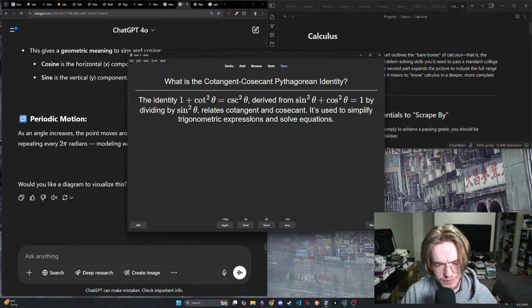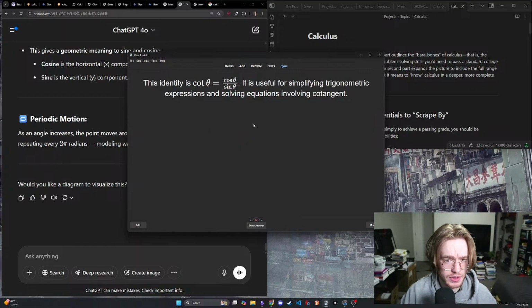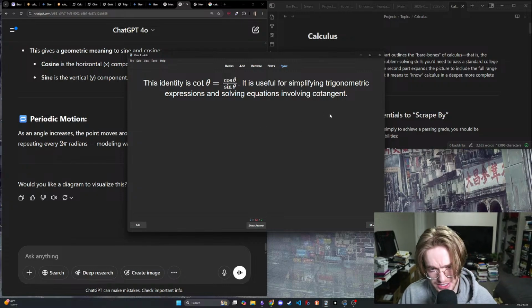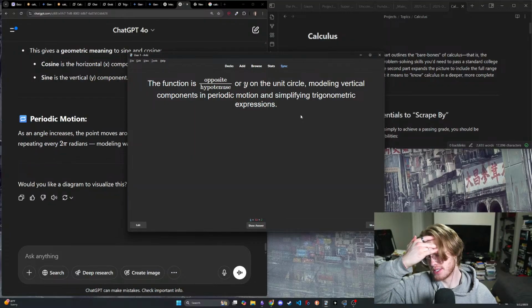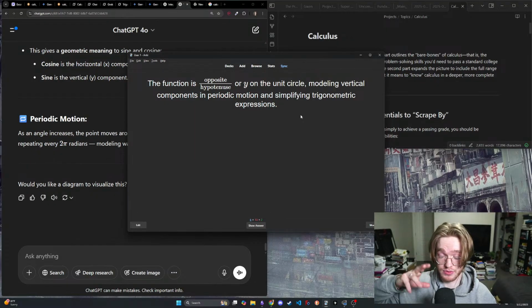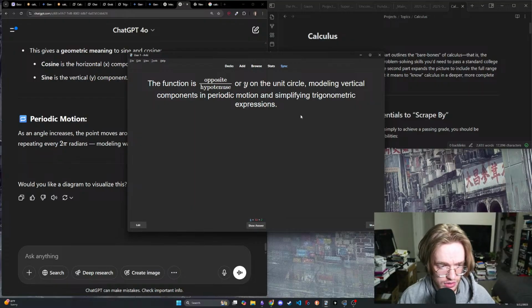Okay, we're going to run that one through again. This identity, this is the quotient cotangent identity, or the cotangent quotient identity. Okay, and then another thing to realize is that the quotient identities refer to cotangent or tangent, and then the reciprocal identities refer to all of the functions. The function is opposite over hypotenuse, or y in the unit circle. This would be sine.